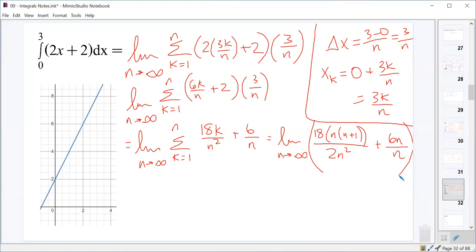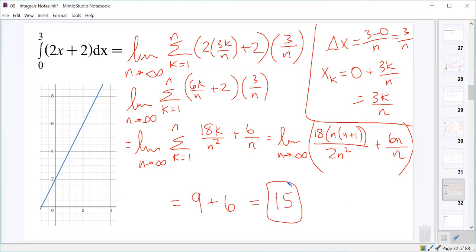And now we do the same thing we did before. And I don't think we really need to expand out that numerator. We can see that the degree of that numerator is 2. It's going to be 18n squared in the numerator over the 2n squared in the denominator. Again, a rational function, so we'll divide the leading coefficients. That first part of it is 9, and the second part of it, when we divide the n's, just gives us 6, and we end up with 15.